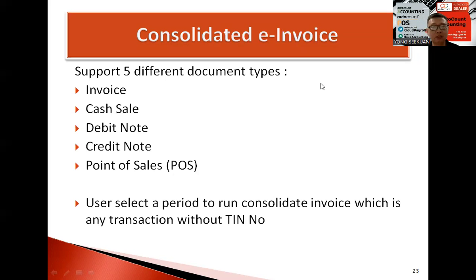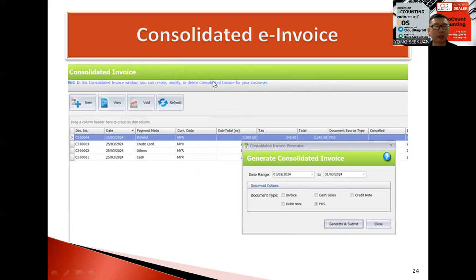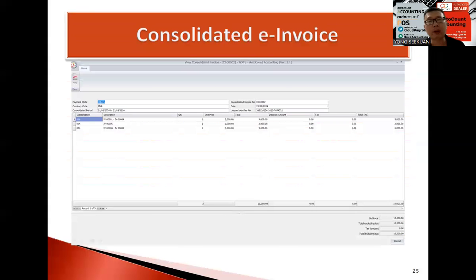So how does the system consolidate? In AutoCount we have a new menu called consolidated invoice. You press the new button and set the range. You can submit a few times to the government. You don't need to do it once a month, maybe once a week. You can select the range of your consolidated invoice, for example, the 1st of March until the end of March. Then I select what documents I want to consolidate. After you generate and submit, one invoice will come out, so one document. You see this one.